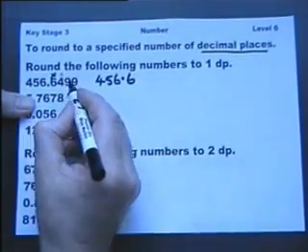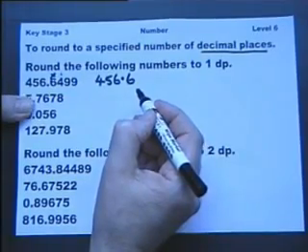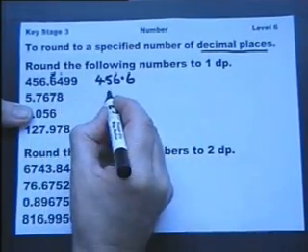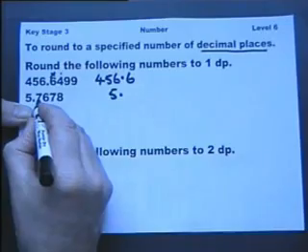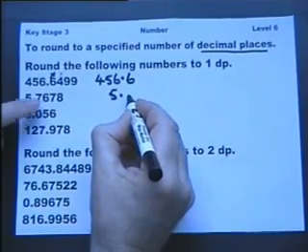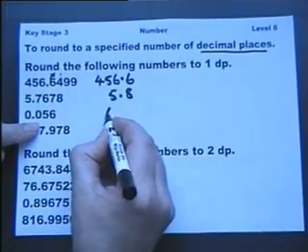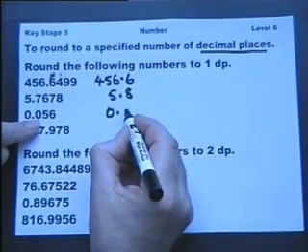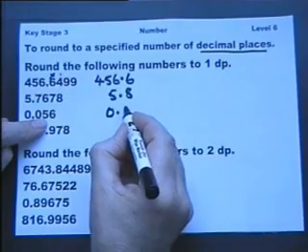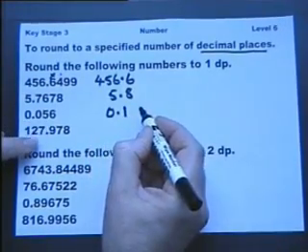Looking at the next figure just to see if it's 5 or more. So anything in front of the dot, count one figure, look at the next figure to see if you need to round it up. If it's 5 or more, then you round it up.